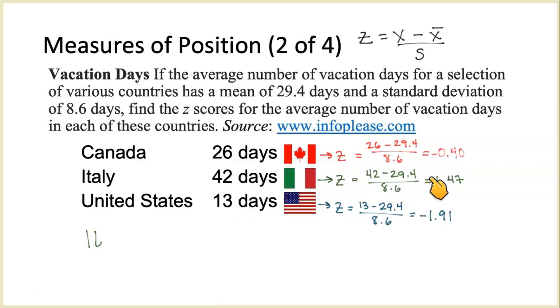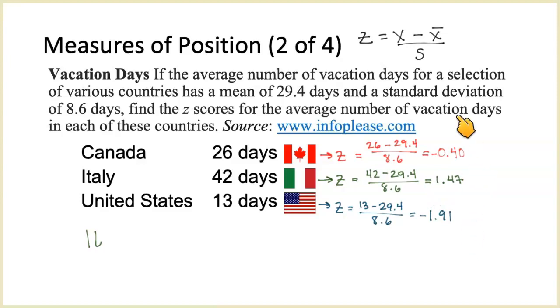But what we're trying to look at, compared to the average number of vacation days for those select countries, is where do these countries fall? And we can see that the United States is negative 1.91 standard deviations below average, and Italy is 1.47 standard deviations above average, and Canada is negative 0.4 standard deviations below average. Or instead of saying negative, we could say 0.4 standard deviations below average.